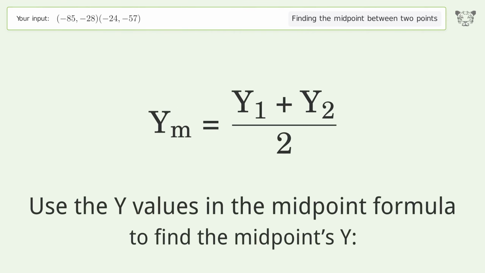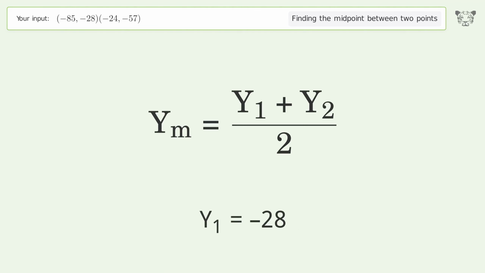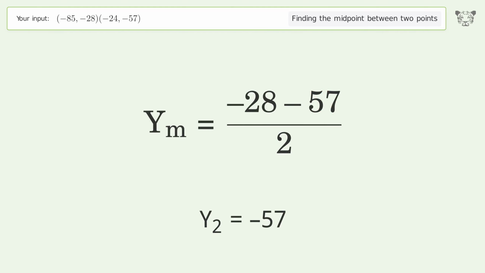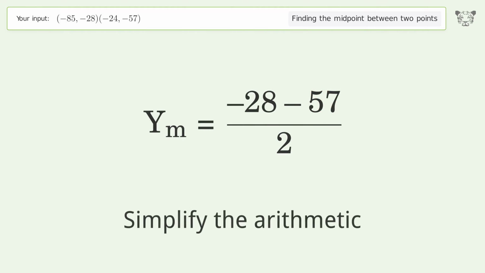Use the y values in the midpoint formula to find the midpoint's y. y1 equals -28. y2 equals -57. Simplify the arithmetic.